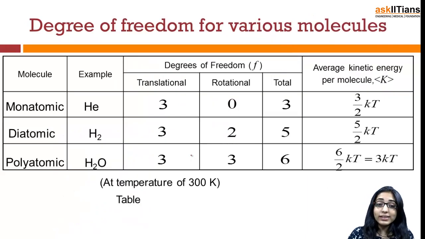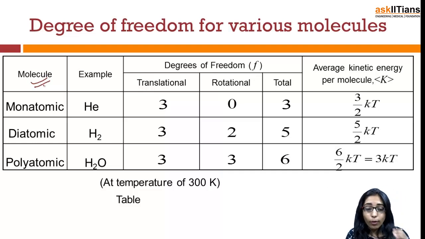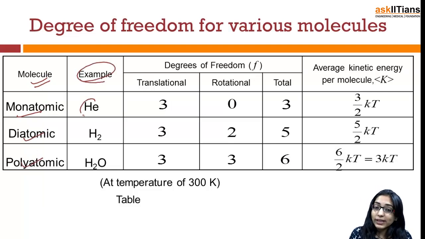Now there is a table which has been given here, and the degrees of freedom for various different molecules have been given out here. Let us take into account all these degrees of freedom one by one. First of all, let us come over to the category molecule, where we have different kinds of molecules. We can have monoatomic, diatomic or polyatomic molecules. The example for monoatomic is helium, for diatomic is hydrogen, and for polyatomic it is water.